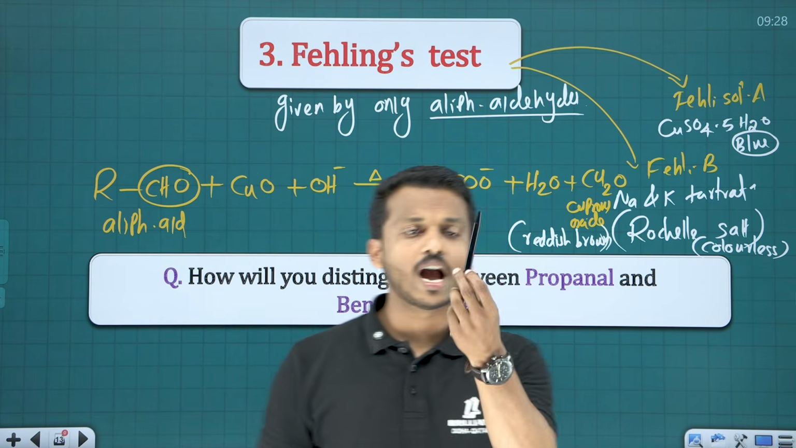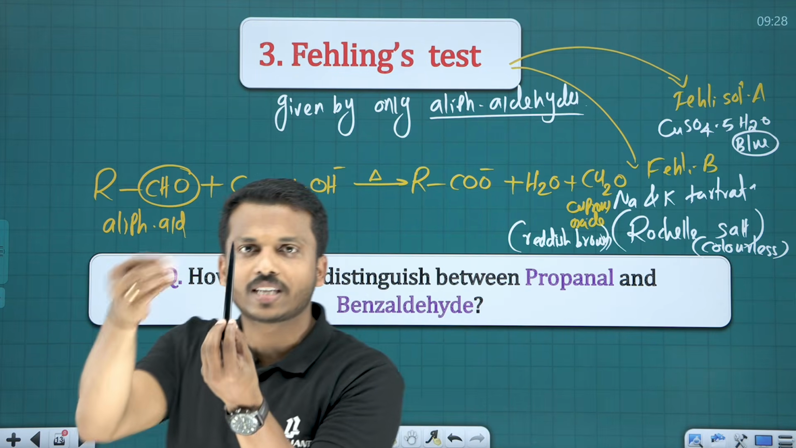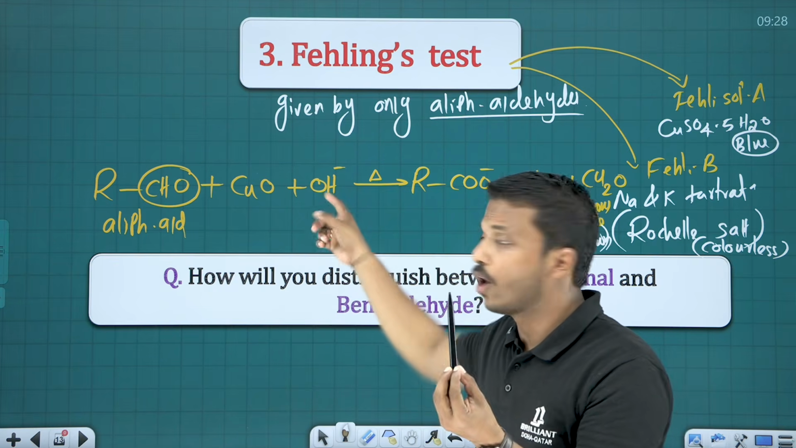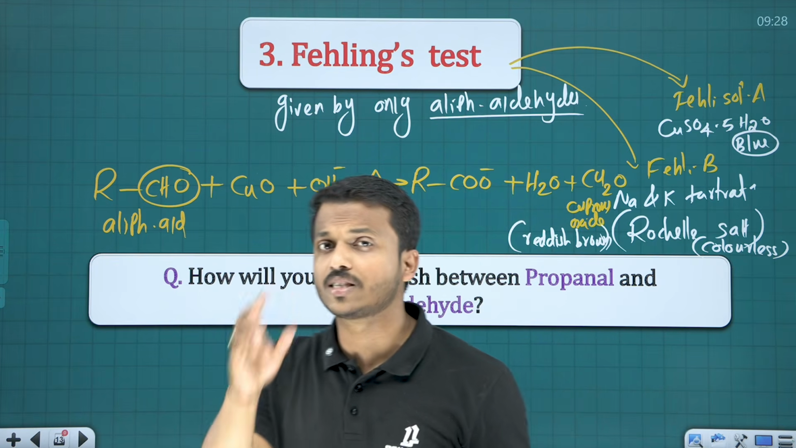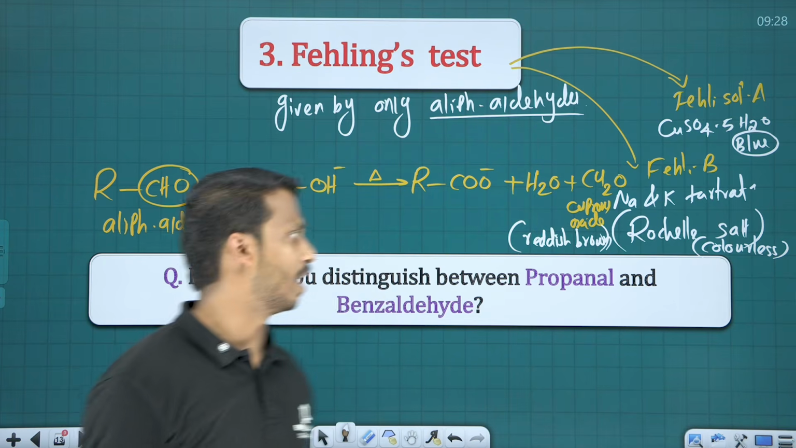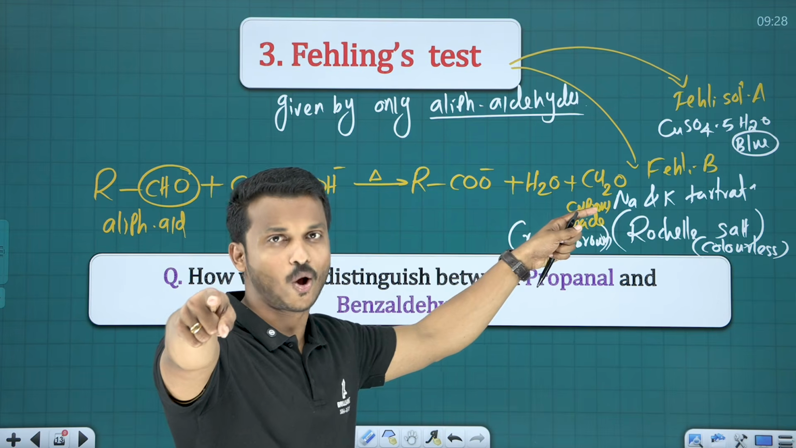So when you take an aldehyde, which aldehyde? Aliphatic aldehyde, to which when you add Fehling's A and Fehling's B in equal amount, copper oxide will be there, and along with a base and heat, you can see the blue colored solution changes to what? Reddish brown in color. That's Fehling's test. Copper oxide becomes cuprous oxide.